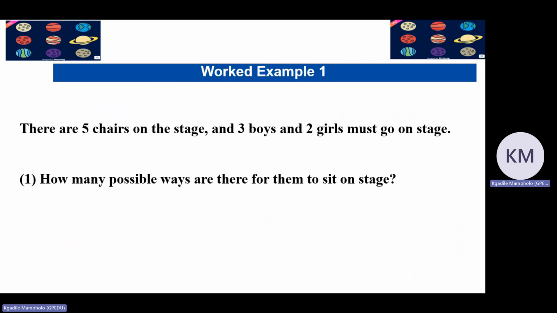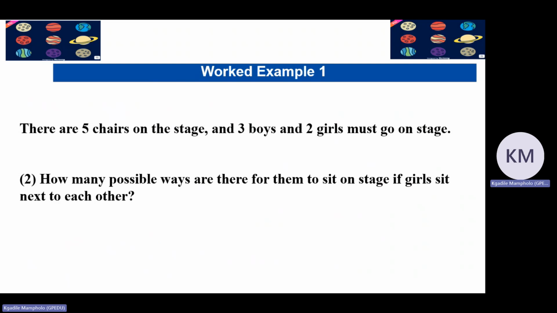I'll just quickly go through this. There are 5 chairs on the stage. 3 boys and 2 girls must go on stage. How many possible ways are there for them to sit? Obviously, there are 5 factorial, which is 120.